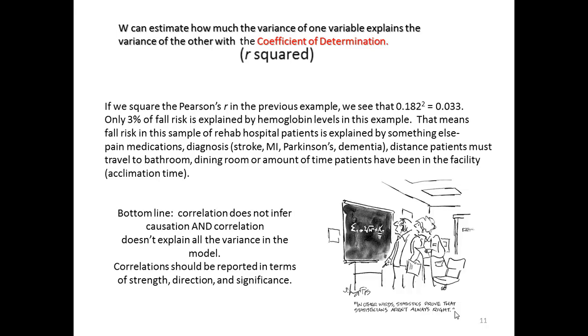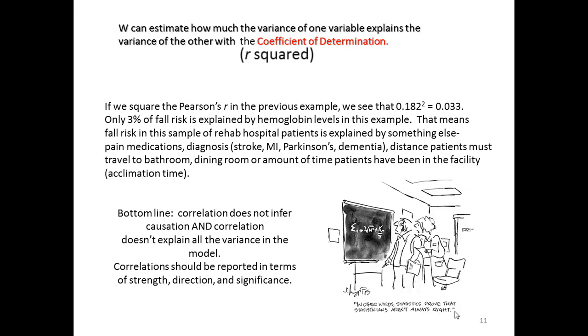The bottom line is that correlation does not infer causation, and correlation will not explain all the variance in a model. Therefore, correlation should be reported in terms of strength, direction, and significance.